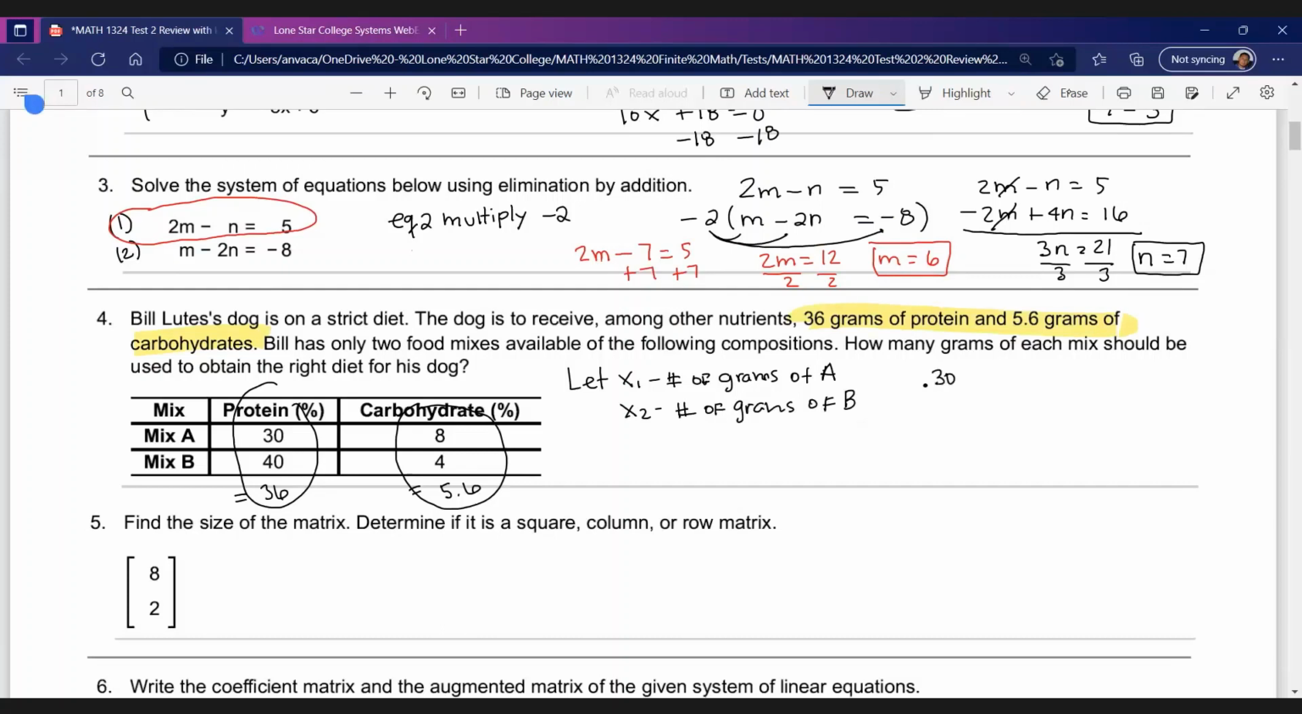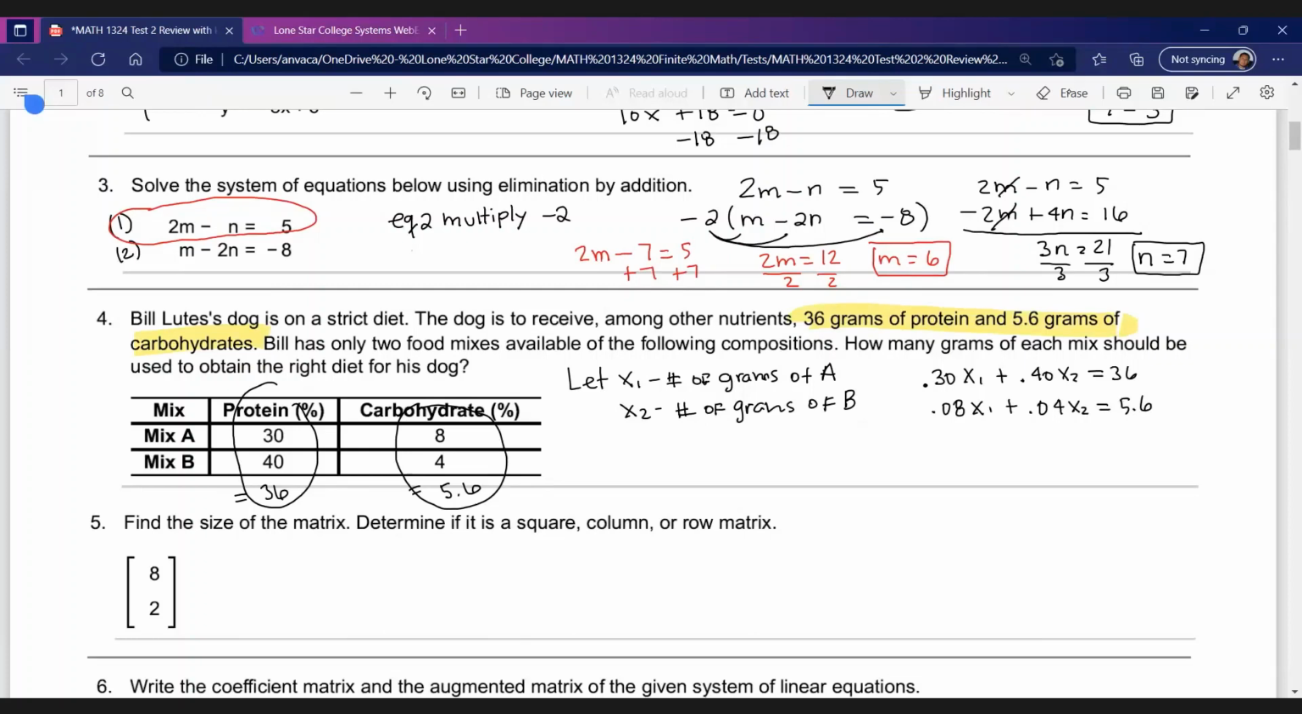0.30 x1 plus 0.40 times x2 is equal to 36. And then we have 0.08 x1 plus 0.04 x2 is equal to 5.6. All right, so this is the system that we have to solve.